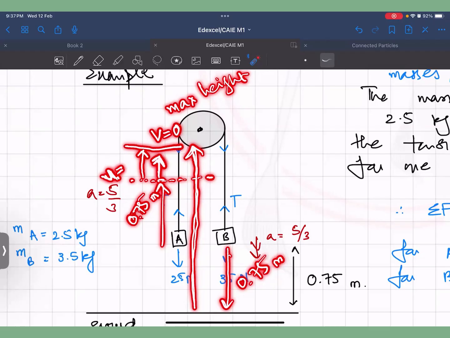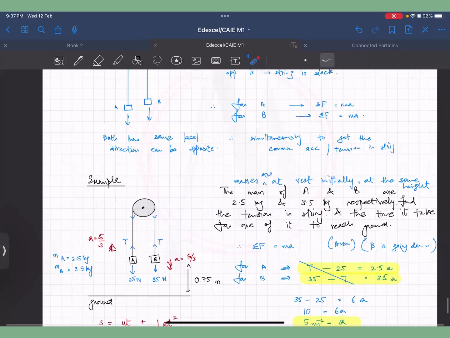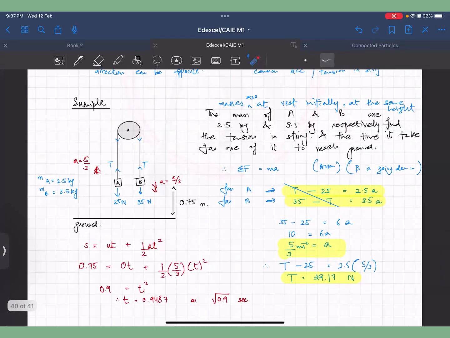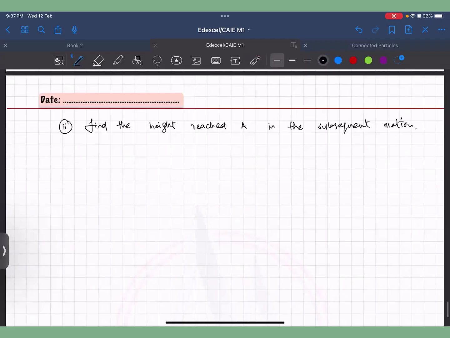This is one of the interesting questions. You will see this type of question in past papers. So first of all, we'll have to figure out what is the velocity of the A once it has traveled the 0.75 meters. For that, we can use 2as equals v square minus u square. Now we are working for A. Okay, everything is for A. 2as equals v square minus u square.